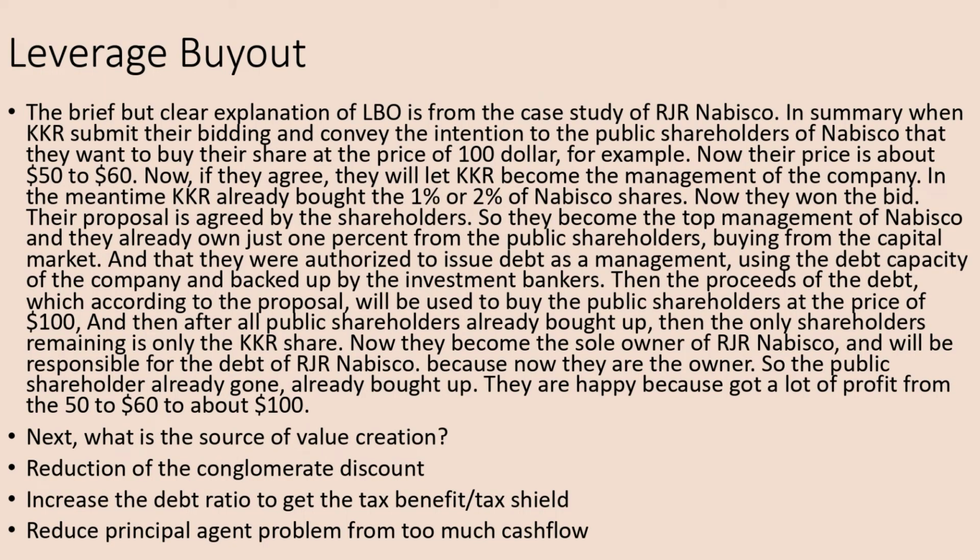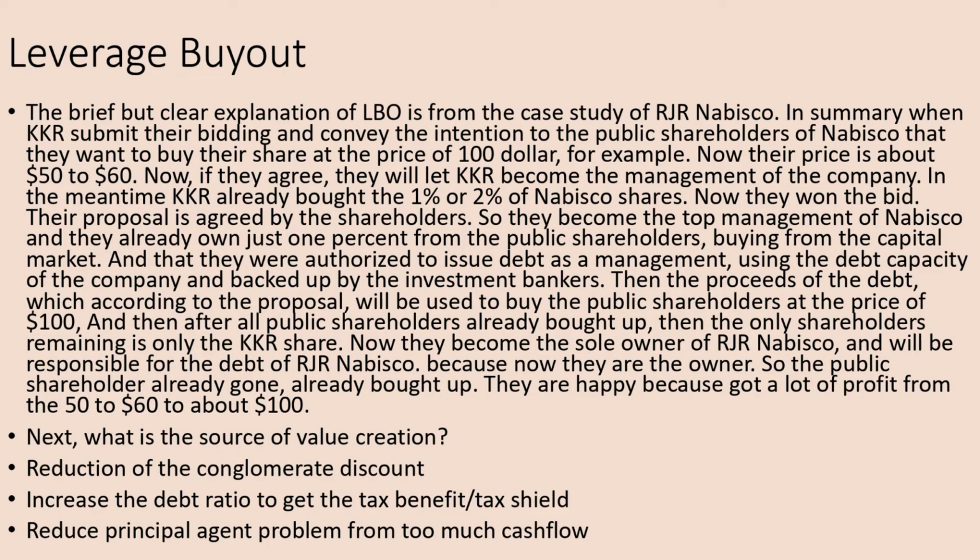Leveraged buyout. A brief but clear explanation of leveraged buyout is from the case study of RJR Nabisco. In summary, KKR submitted their bid and conveyed the intention to the public shareholders of Nabisco that they want to buy their shares at the price of $100, for example. Now the price is about 50 to 60. Now, if they agree, they will let KKR become the management of the company. In the meantime, KKR already bought 1% or 2% of Nabisco shares.